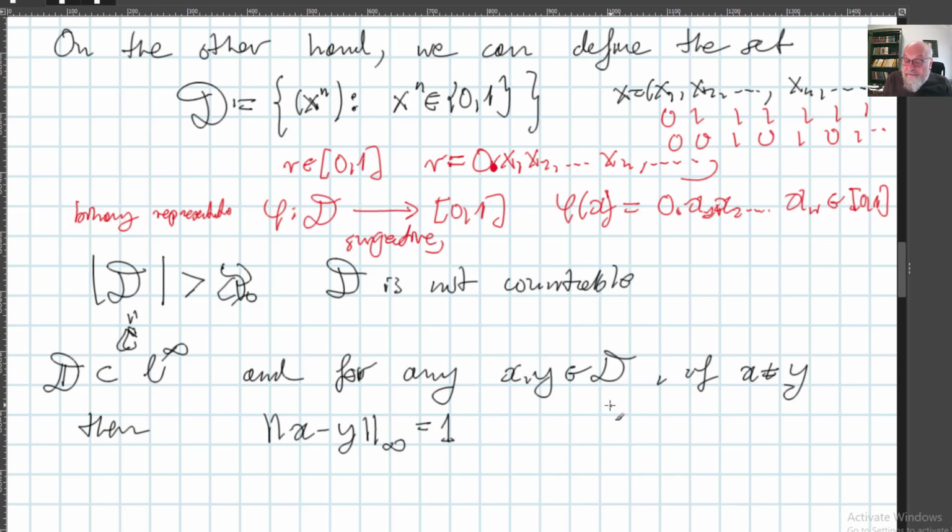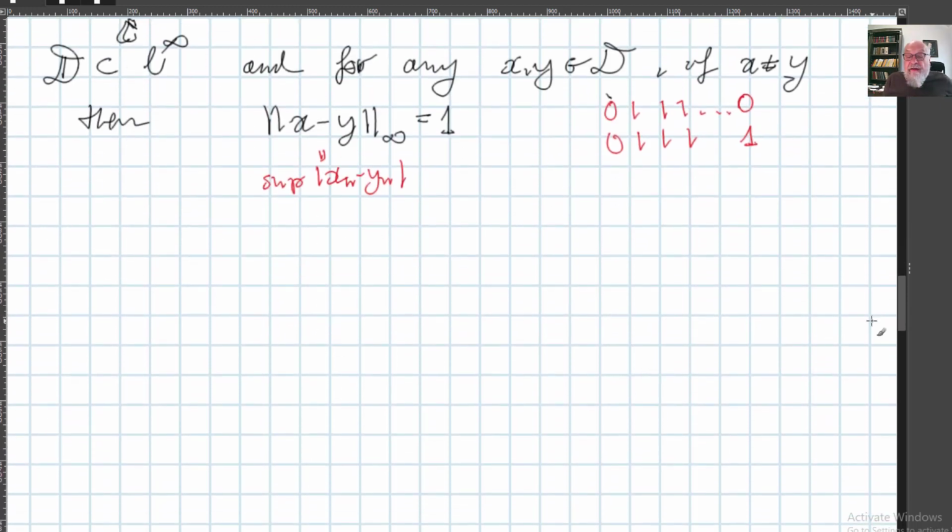That means one sequence will be like 0, 1, 1, 1, and so on. And the other sequence is 1, 1, 1. But they must be different, not the same. So at a certain place, for example, one will have 0, another will have 1. And then this norm will be a supremum of xn minus yn, and of course here it will be 1, but elsewhere it can be 0 or 1, so it is equal to 1. So what did we get? We got that there exists an uncountable sequence.